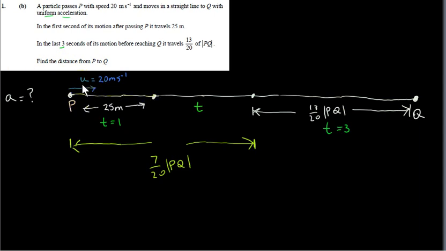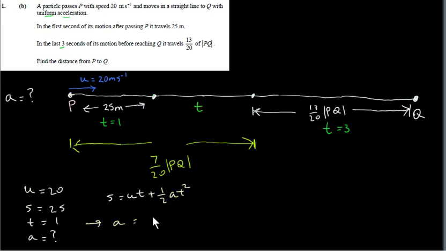We have enough information. We have that u is 20 and the distance covered in the first leg of the journey is 25 meters and the time taken to cover that distance is 1 second. This is enough information to find the uniform acceleration. So what formula do we use? For linear motion with constant acceleration, we can connect these 4 quantities and just rearrange to get a. a is s minus ut divided by the coefficient of a, which is a half t squared. So we plug all the values for s, u and t into this and calculate it.